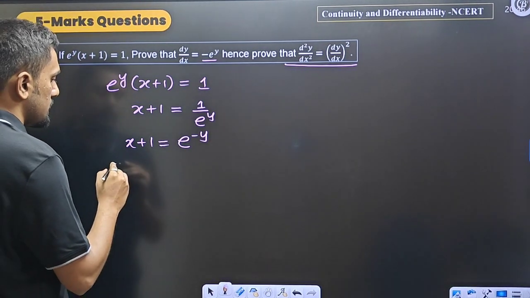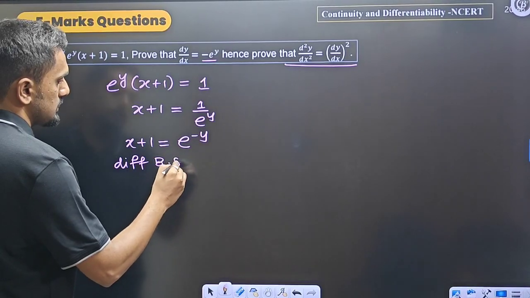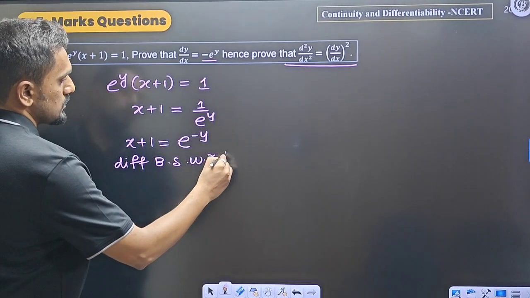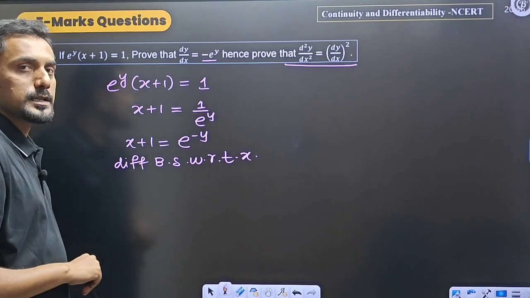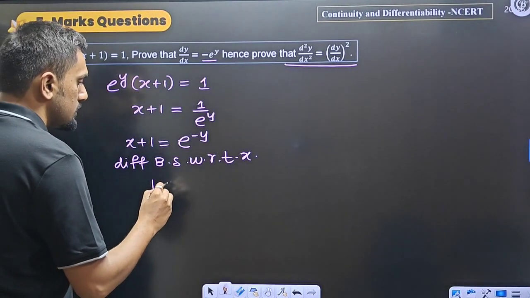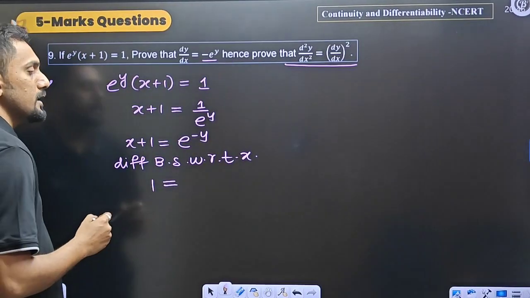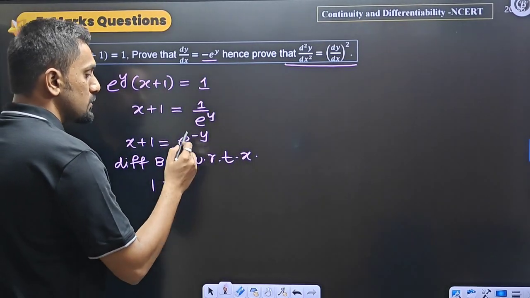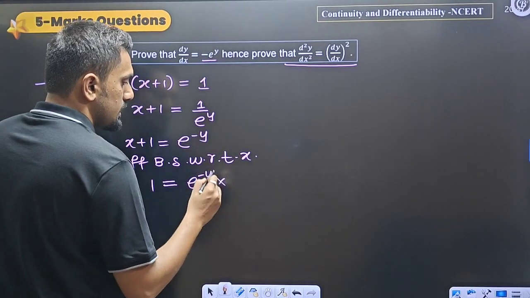Now we will differentiate both sides with respect to x. If I differentiate x with respect to x, then you will get 1. Derivative of 1 will be 0. No need to write. Then e raised to the power minus y, the derivative is e raised to the power minus y, implicit function derivative.